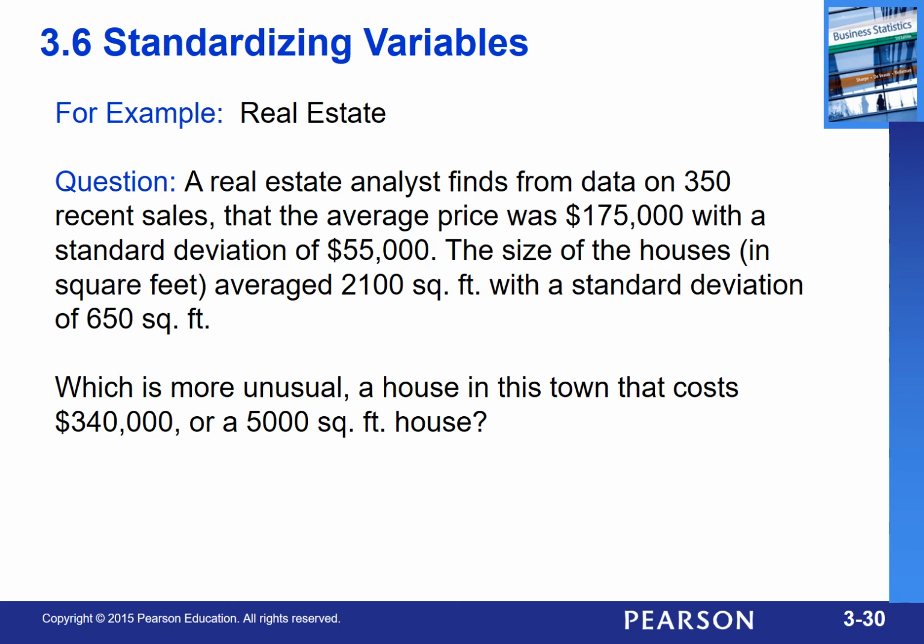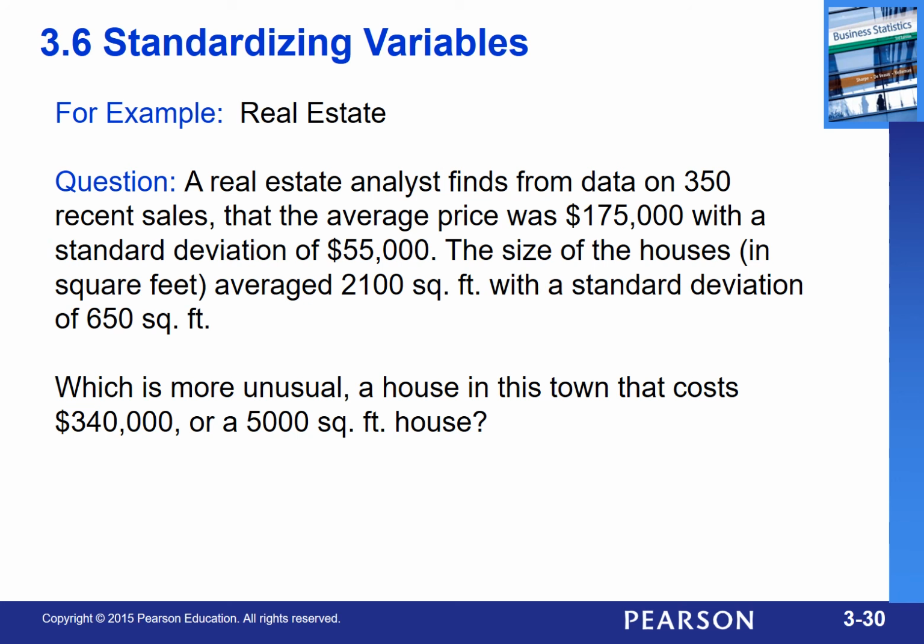Let's look at an example. Say a real estate analyst gathered data on 350 recent sales. The average price of the homes was $175,000 with a standard deviation of $55,000, and the size of the house averaged 2,100 square feet with a standard deviation of 650 square feet. So you might want to ask yourself, which house is more unusual? A house that costs $340,000 or a house that's 5,000 square feet?